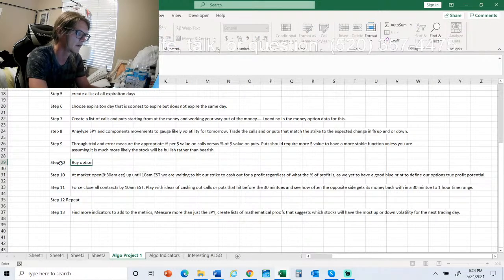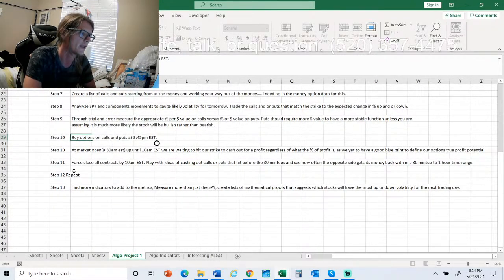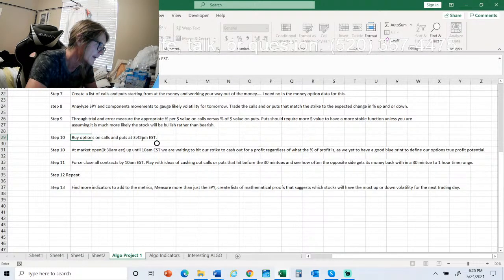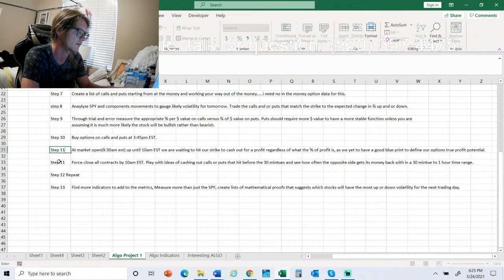Buy options on calls and puts at 3:45 p.m. Eastern Time. Basically, we're buying our options 15 minutes before the market closes. After that 15 minutes passes, we've lost very, very little theta. This could be 3:50 p.m., 3:55 p.m. The sooner you do it, you're basically ensuring you're going to get filled, because if I wait till 3:55 p.m., it's not a guarantee I'll get filled. It's never a guarantee, but I've never had a problem getting filled, so I'm not going to worry about that until I have a problem.